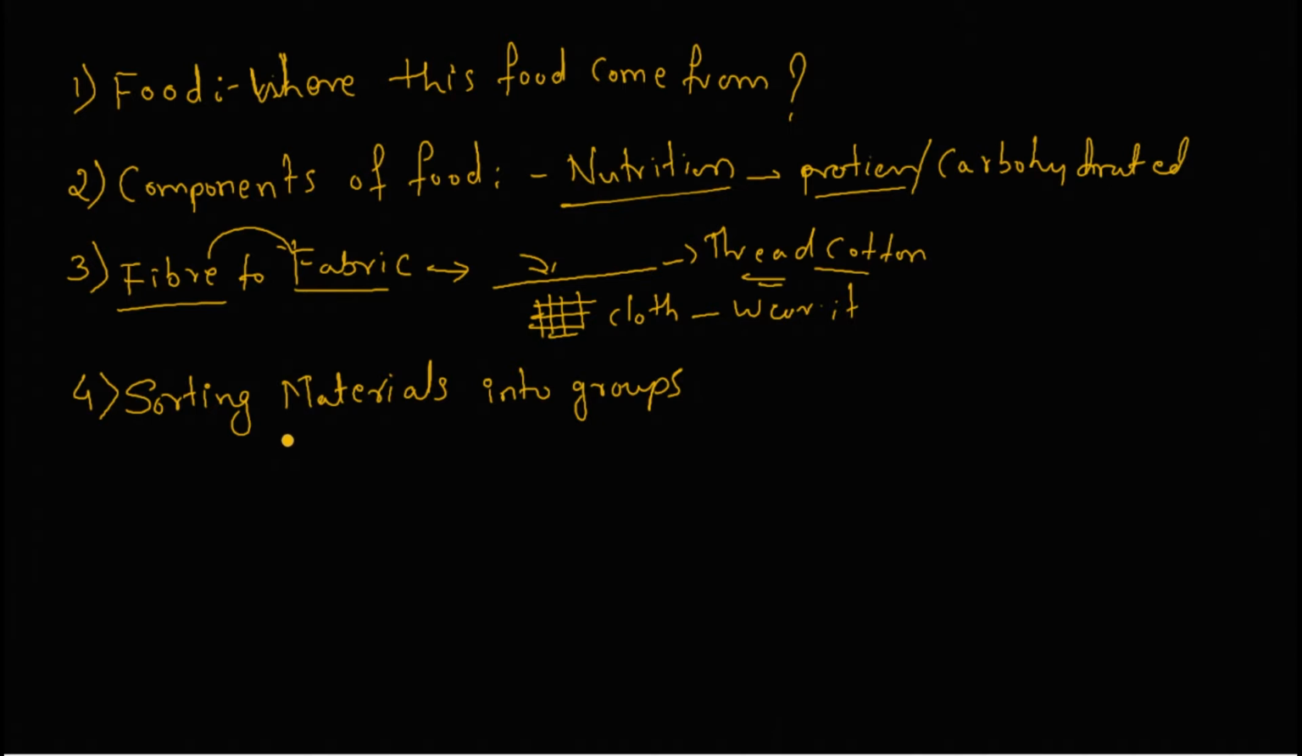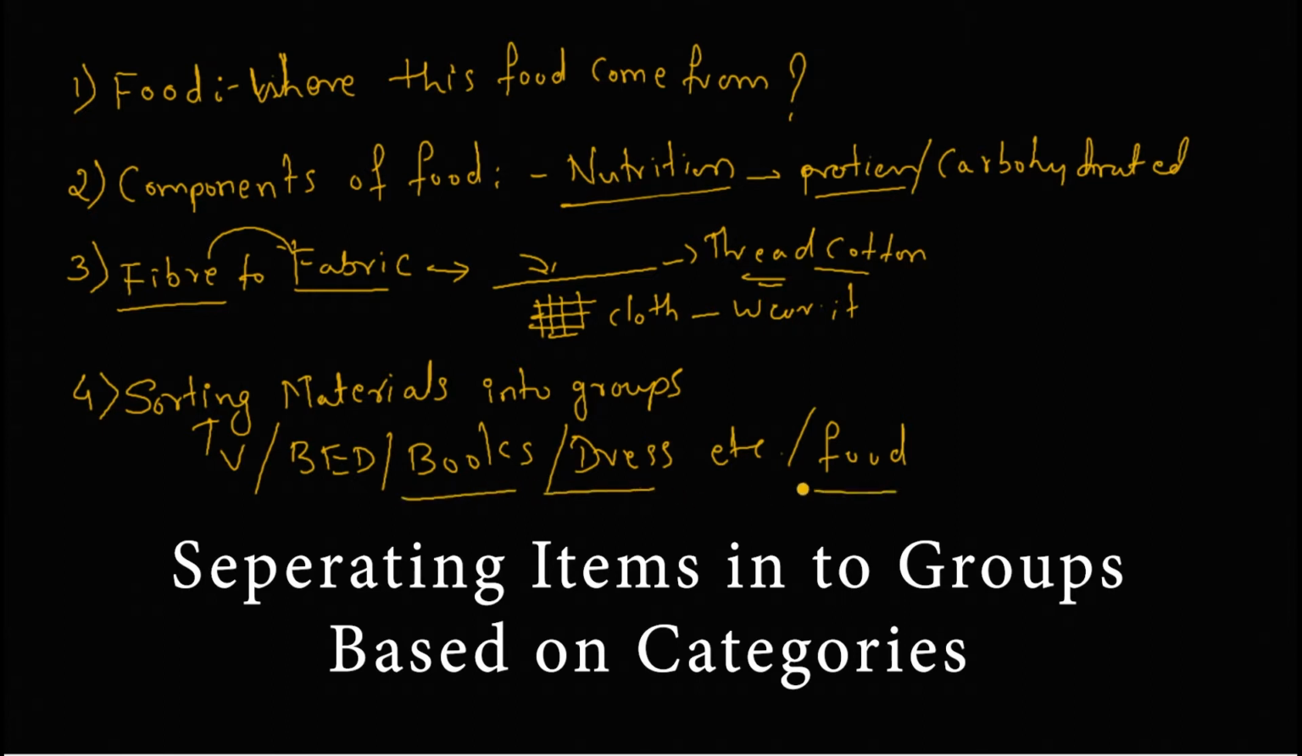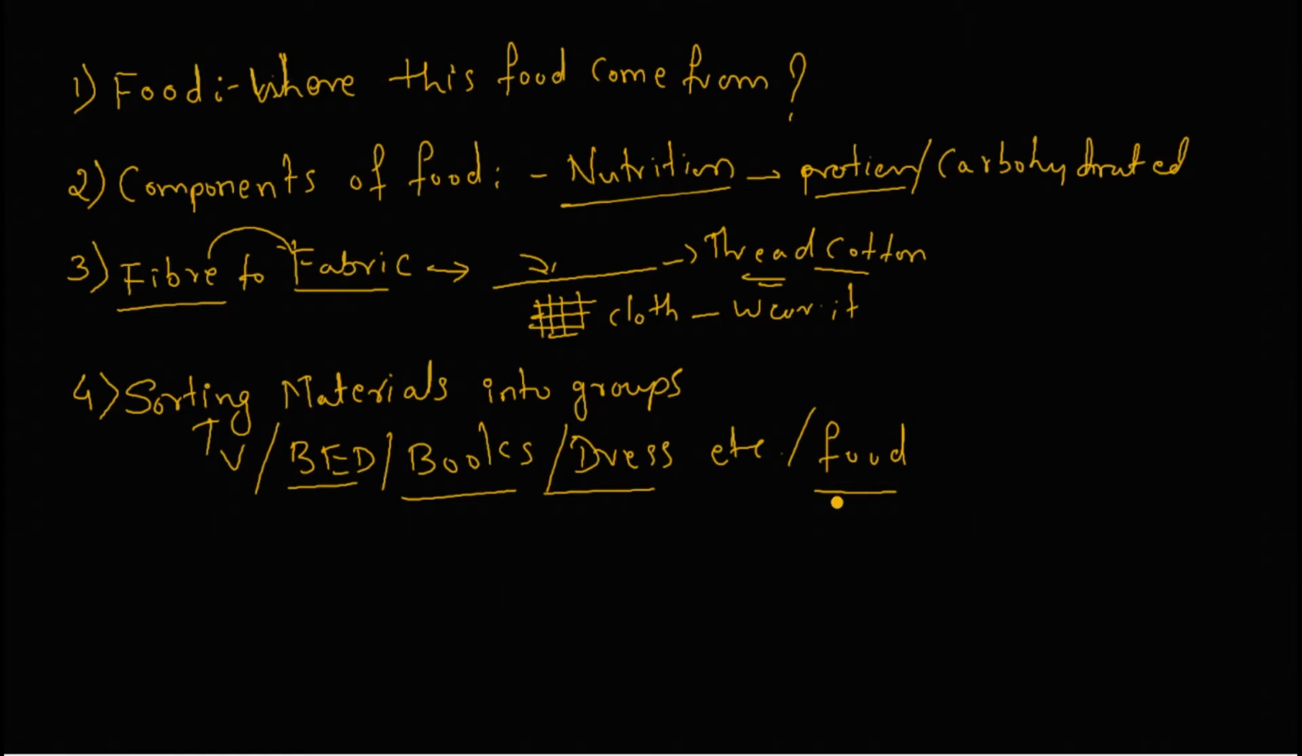For example, when you are staying at home, you will see several items, like a TV, a bed, books, a dress, and food as well, so many things. We are going to categorize these items according to their functions and features. A bed is only for sleeping, a book is only for reading, a dress is to cover your body, and food is for sustaining life. We are going to sort the materials first, and then we are going to group them.